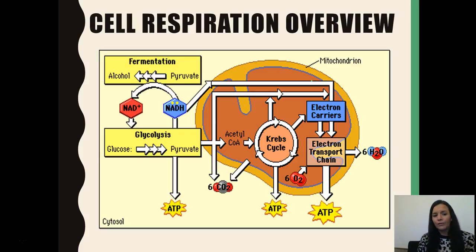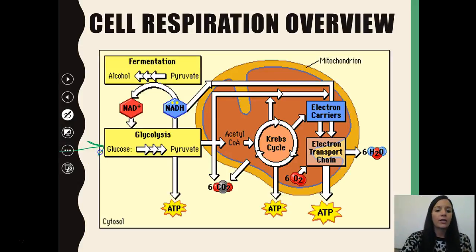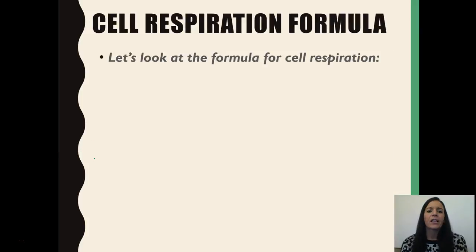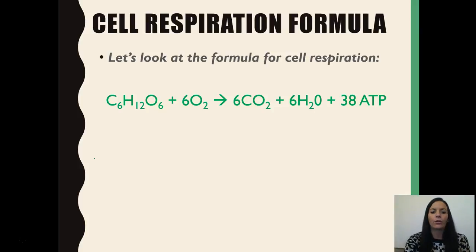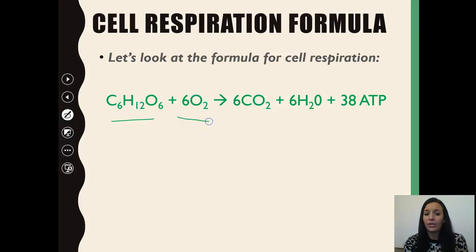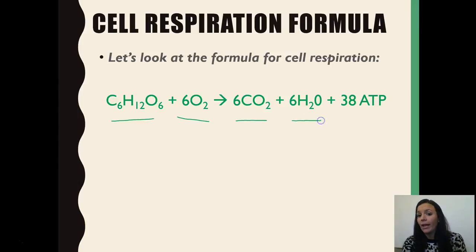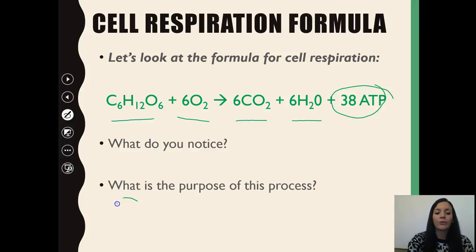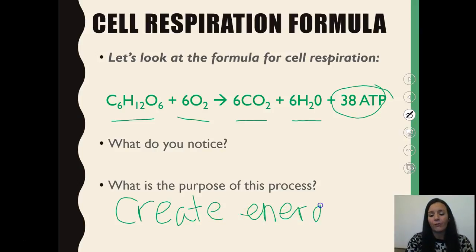So here's an overview of cell respiration in general. We start here with glycolysis, and then from there it's going to do one of two pathways depending on whether oxygen is present or not. The formula for cell respiration is the opposite of photosynthesis. So we're taking in glucose, taking in oxygen, we're releasing CO2 and water, and as a result, we're getting 38 ATP per molecule of glucose. So what do you notice? Like we said, it's the opposite of photosynthesis. And what's the purpose? Create energy. We eat to create energy for our cells because we can't make our own food.